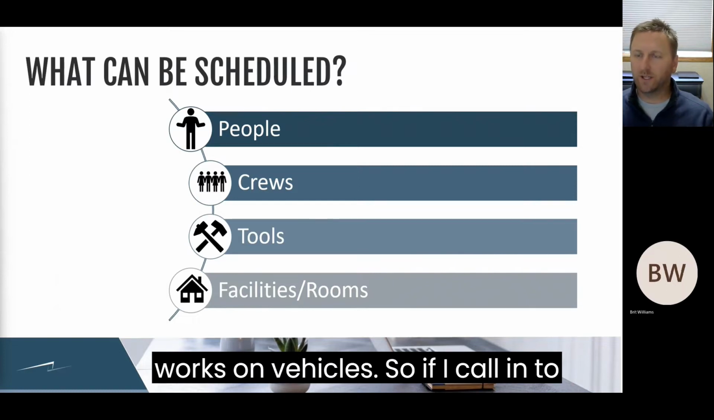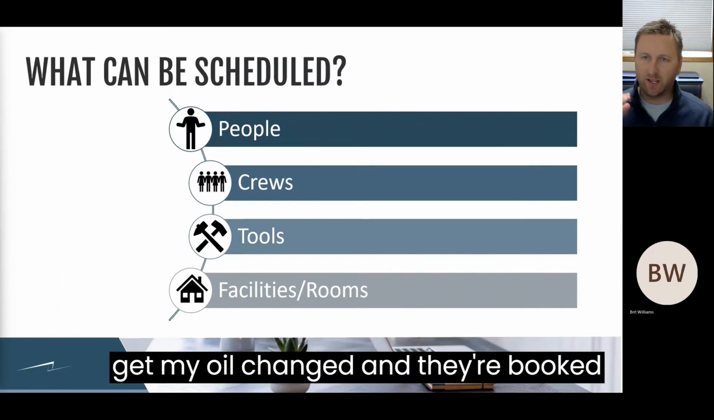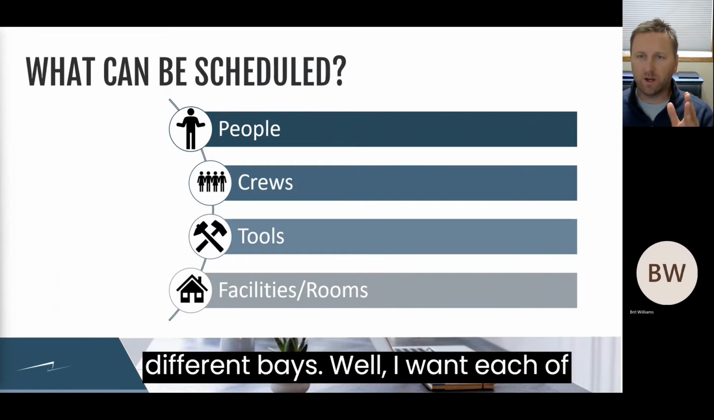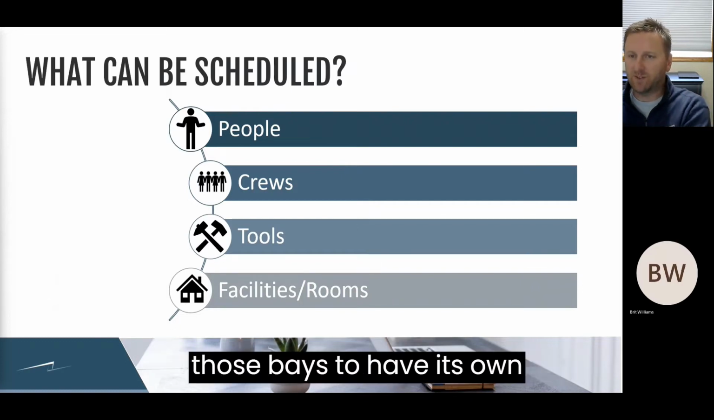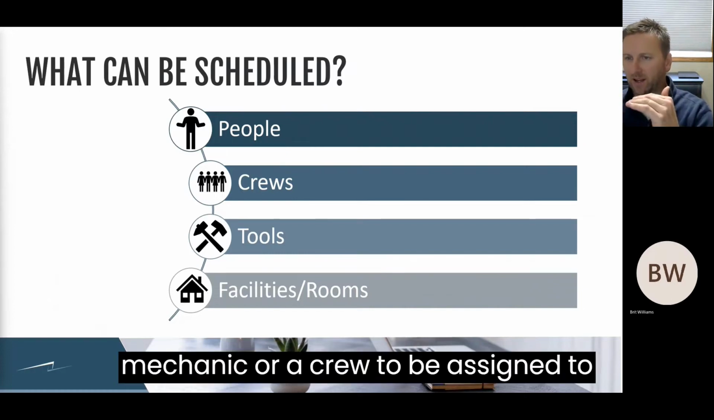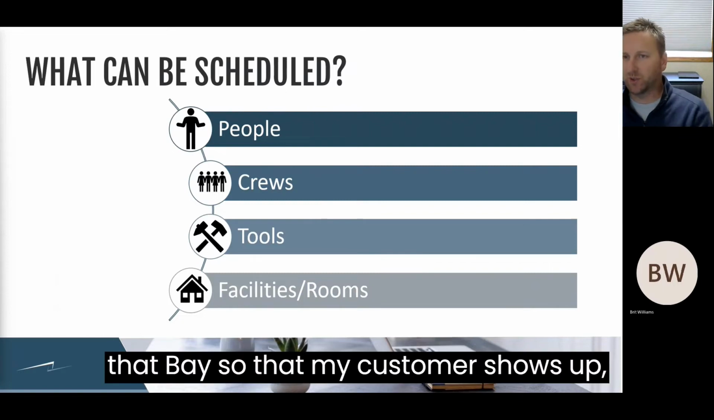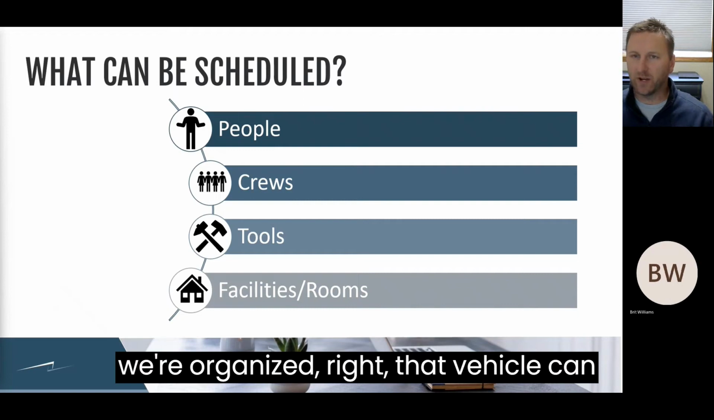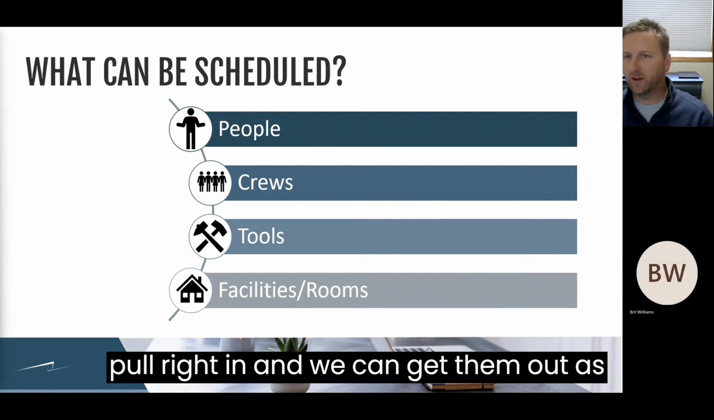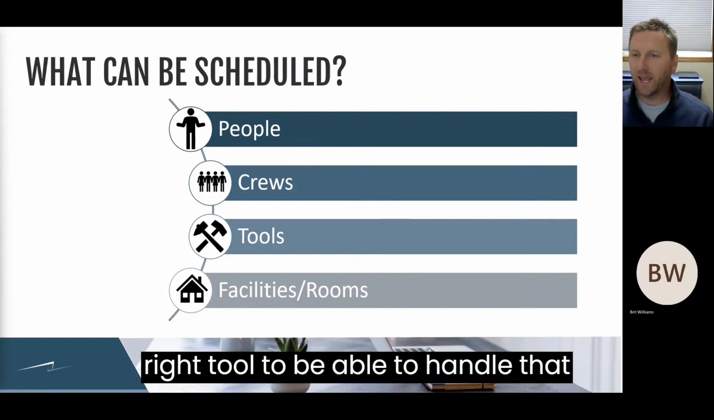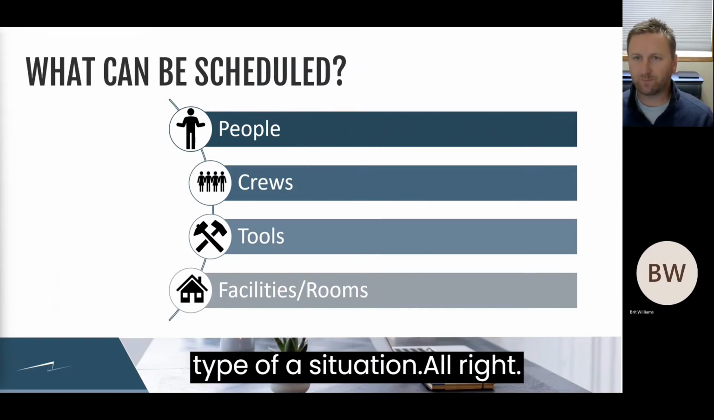So if I call in to get my oil changed and they're booked 2 weeks out and they've got 4 different bays, well, I want each of those bays to have its own schedule. And then I want a mechanic or a crew to be assigned to that bay so that when my customer shows up, it's available. We look like we're organized, right? That vehicle can pull right in and we can get them out as quickly as possible. So we need the right tool to be able to handle that type of situation.